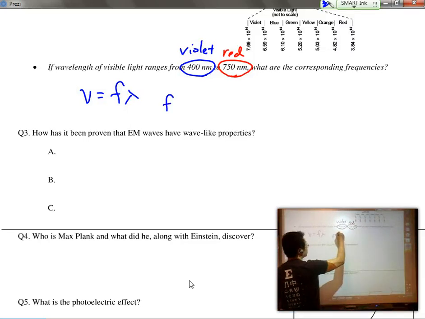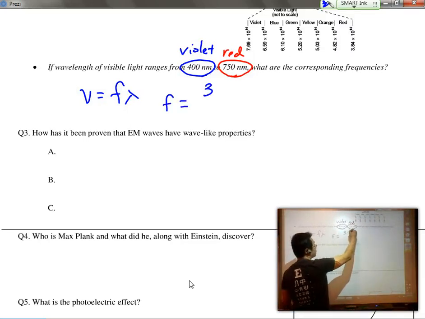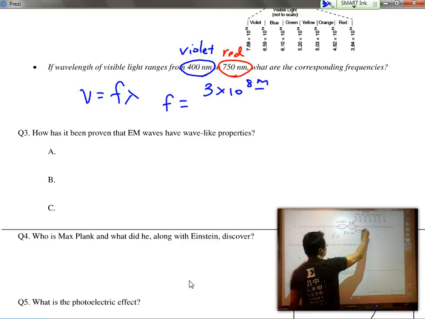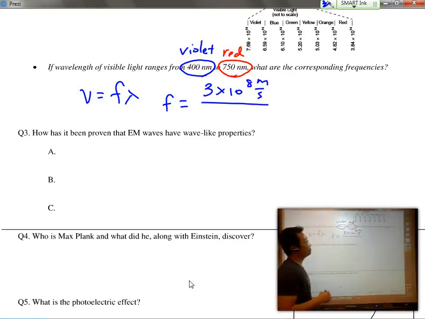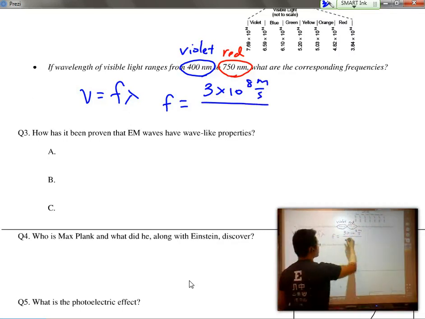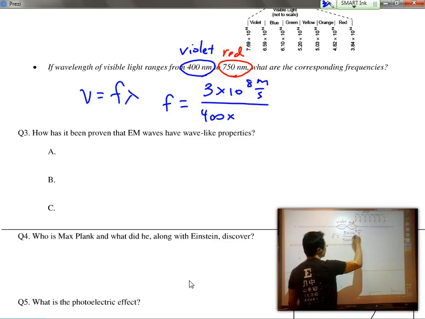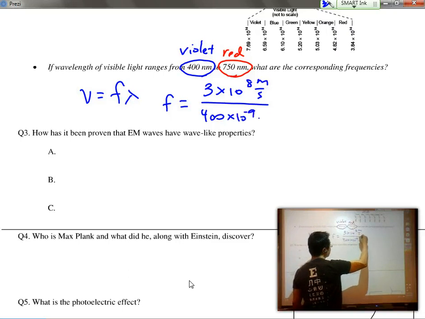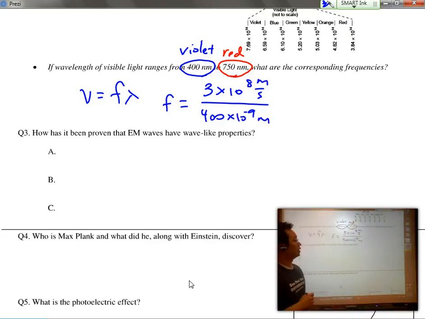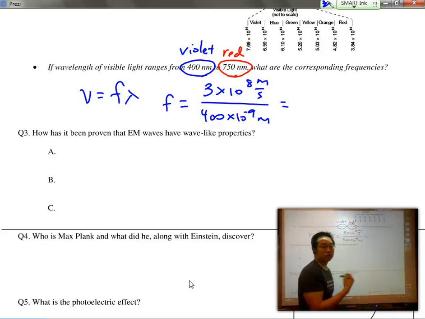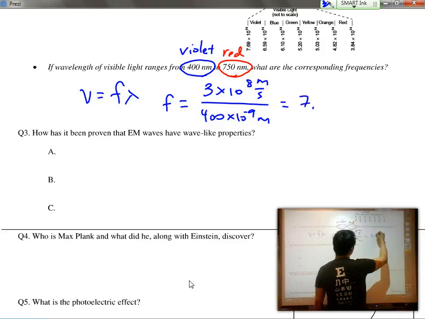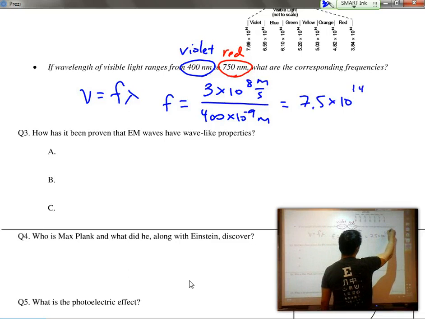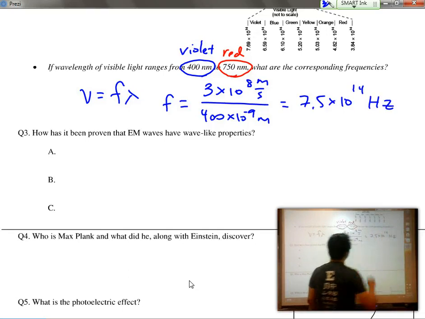So the frequency would equal the speed of light divided by the wavelength in, of course, meters. Okay, so having done that, we're able to solve for the frequency to be 7.5 times 10 to the 14th hertz.